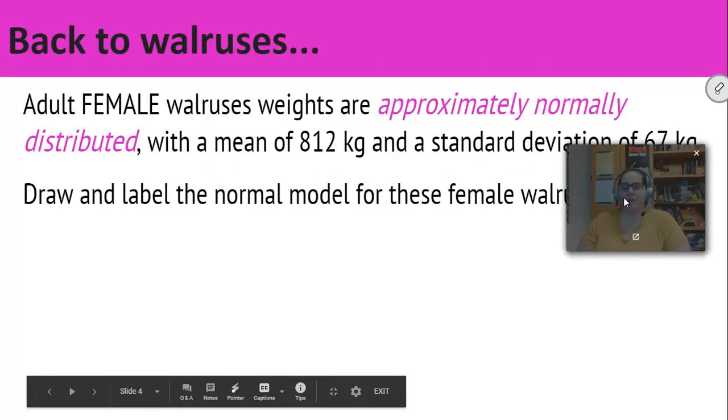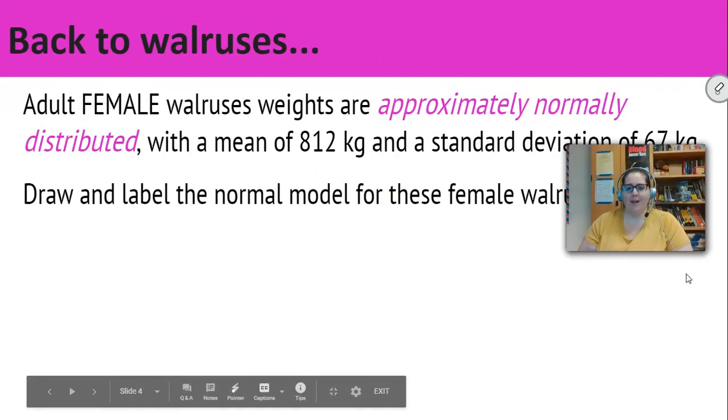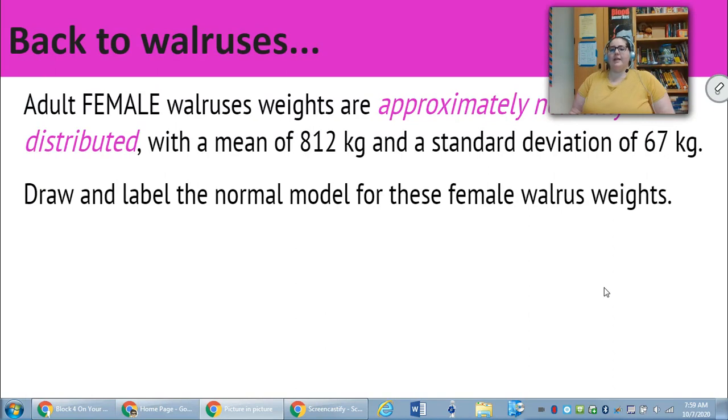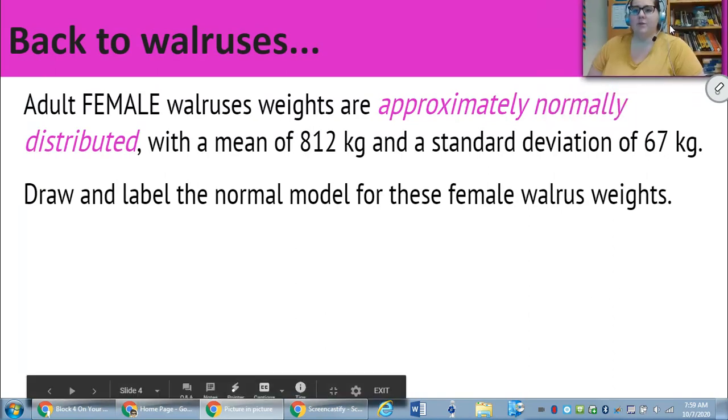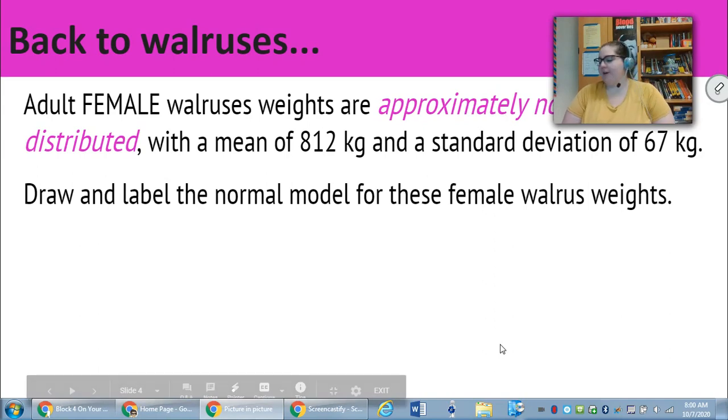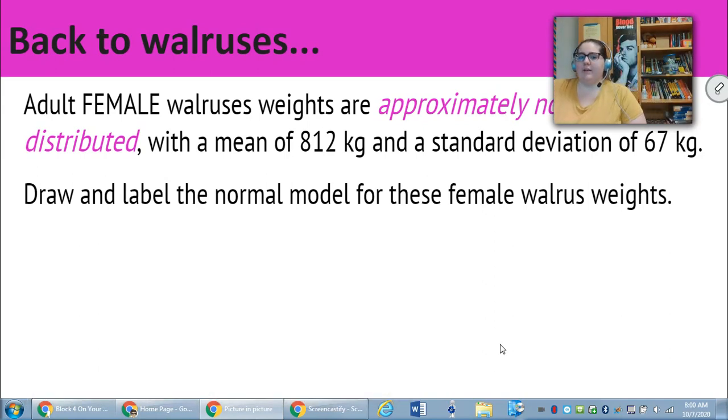So let's go back to our discussion of walrus weights from the lesson we did in class. Adult female walrus weights are approximately normally distributed, with a mean of 812 kilograms and a standard deviation of 67 kilograms. The first thing we're going to do is draw and label a normal model for these female walrus weights.